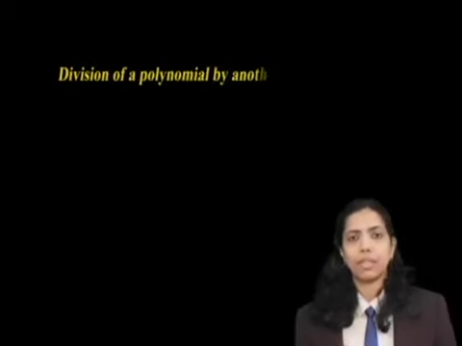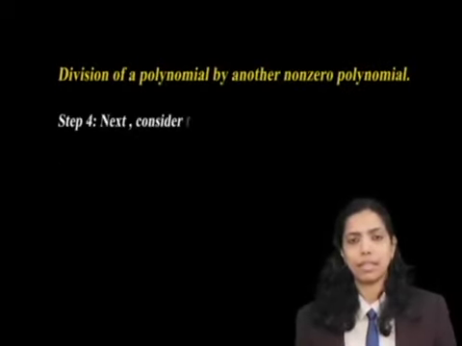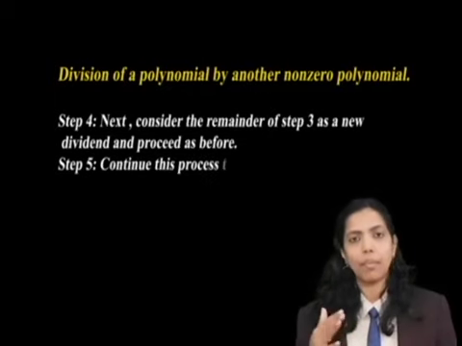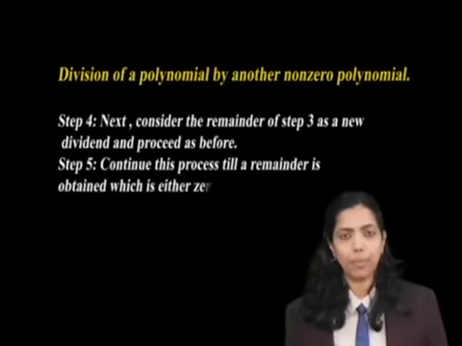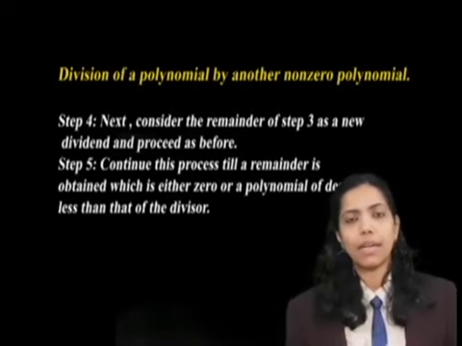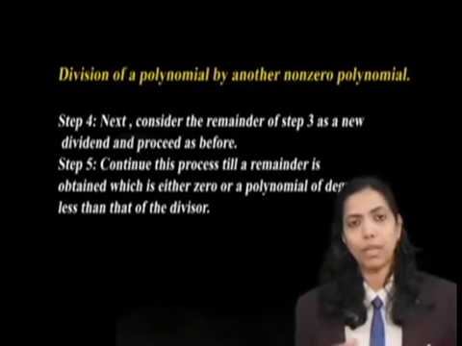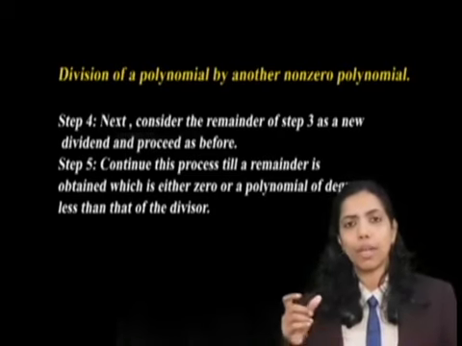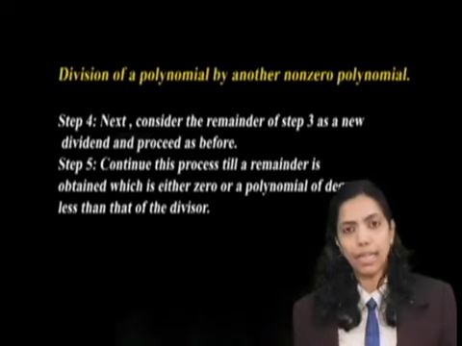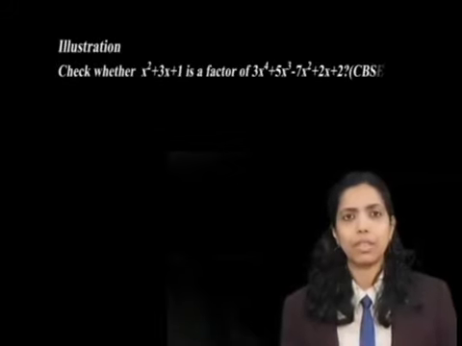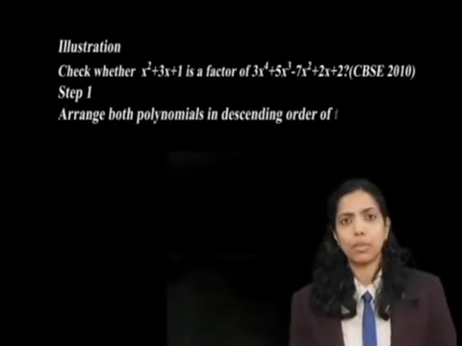Step 4. Next, consider the remainder as the new dividend and proceed as before. Continue the process till a remainder is obtained which is either equal to 0 or a polynomial of degree less than that of the divisor. We can have an illustration for this division algorithm for polynomials.